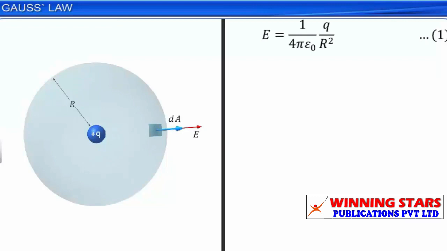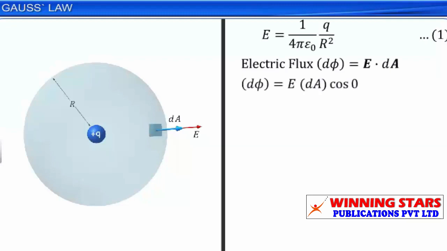Since E is parallel to vector dA, the electric flux d phi passing through this local element is equal to E dot dA, which is equal to E dA cos 0, and as cos 0 is equal to 1, d phi is equal to E dA. Let this be equation 2.